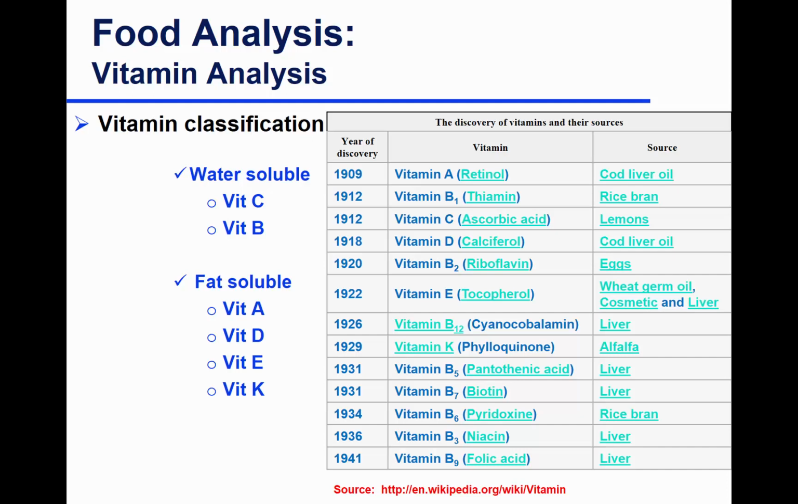Okay. So this is just FYI: the year of discovery, their vitamin letter name and their actual names, and then the source. This is FYI for you.